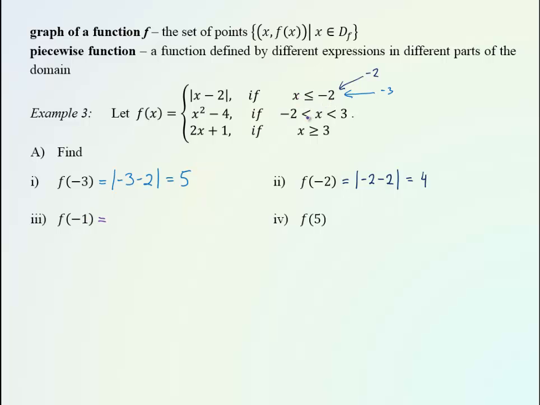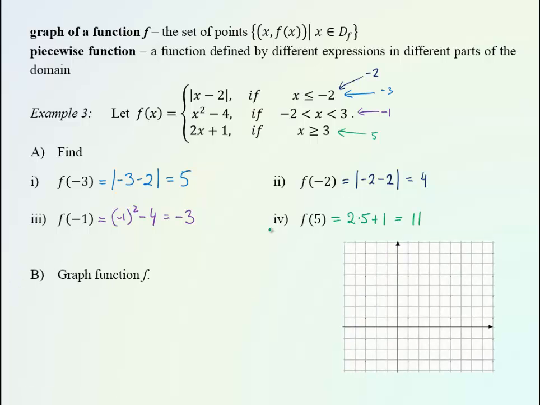The next question is to evaluate f at -1. Well, where's -1? It's between -2 and 3, so -1 takes this branch of the function. So we're taking (-1) squared minus 4. We follow the parabola pattern. So this is 1 minus 4, it's -3 altogether. And finally 5. Well, 5 is larger than 3, so we need to follow that branch. Therefore, we write 2 times 5 plus 1, which is 11.